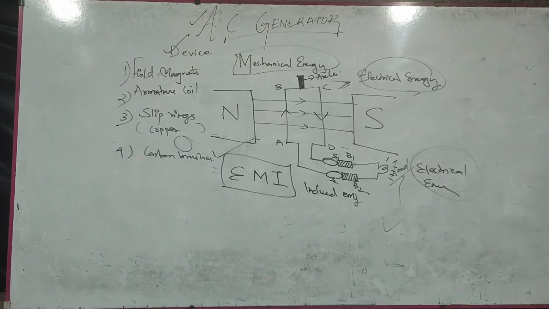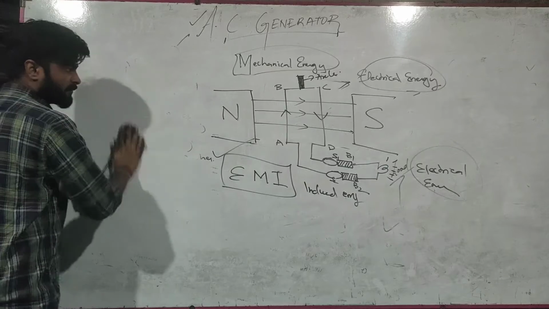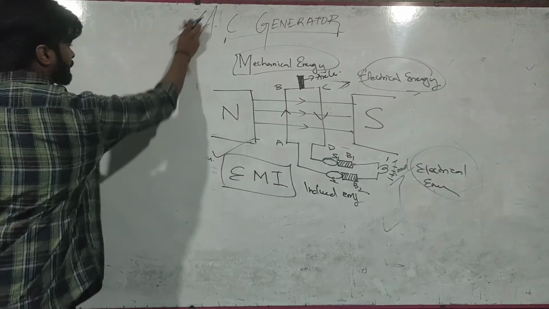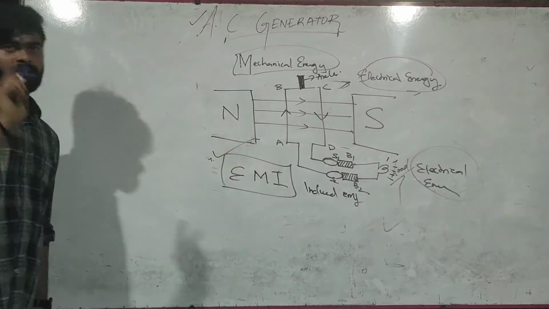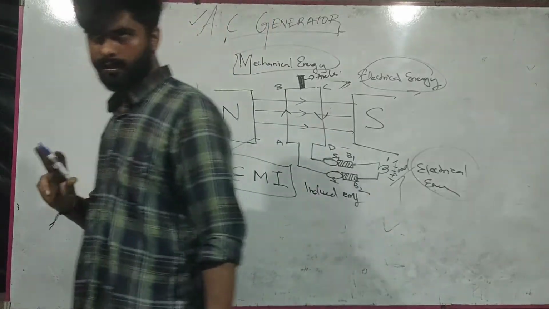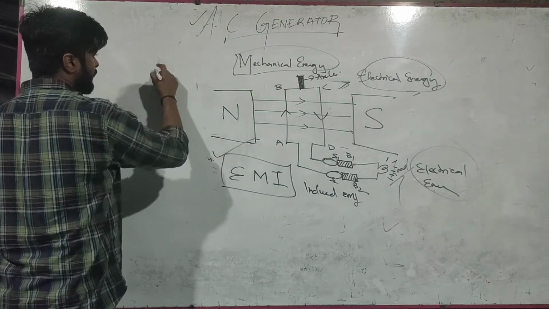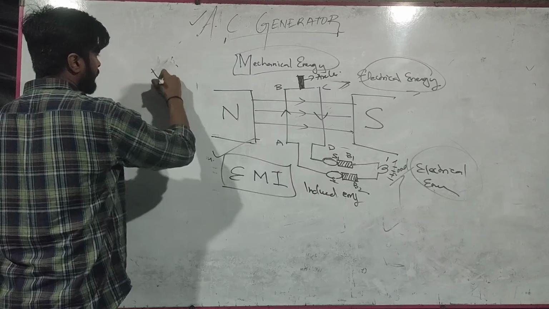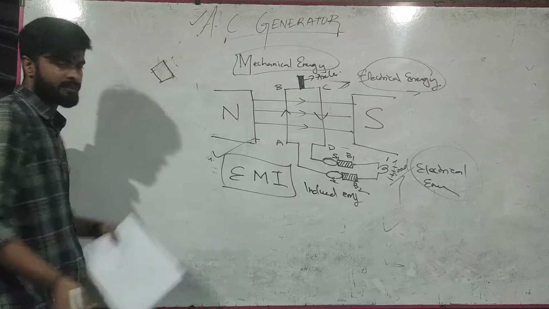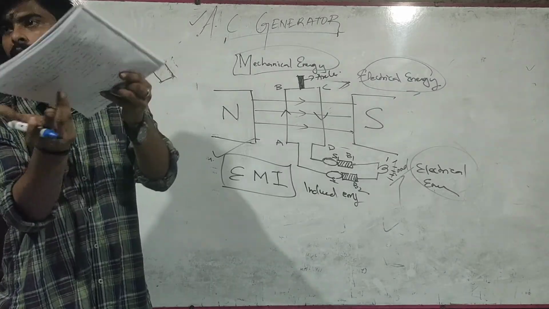Now, we have to derive that induced EMF, the magnitude of induced EMF in this AC generator. See, imagine this is a single coil. You can either have a single coil or a coil having n number of turns. So, imagine you have a single coil like this. Since it is rotating, it makes an angle to the horizontal.